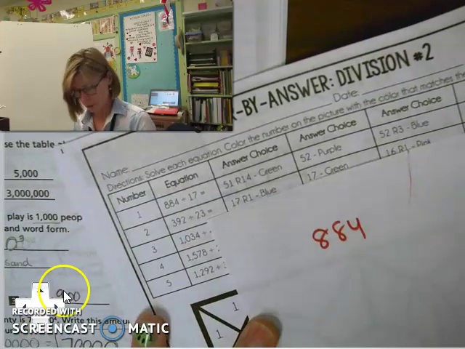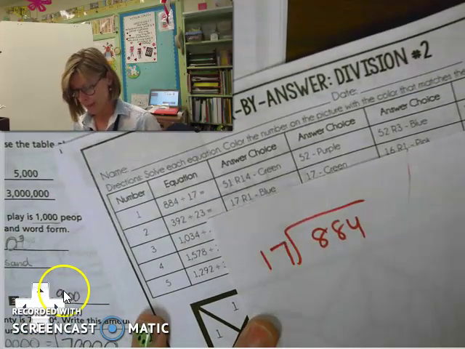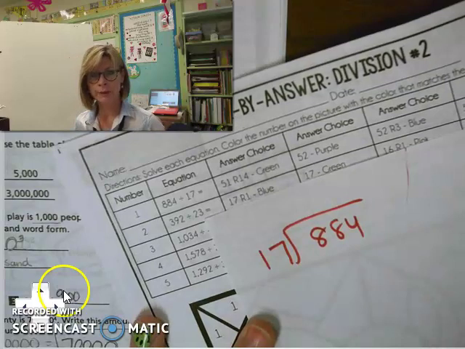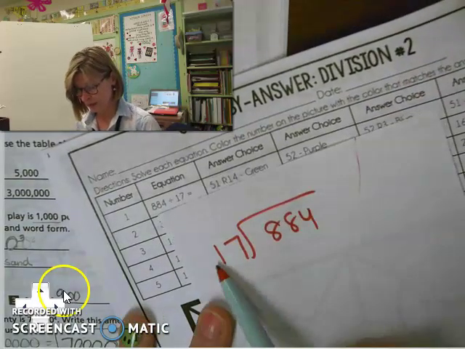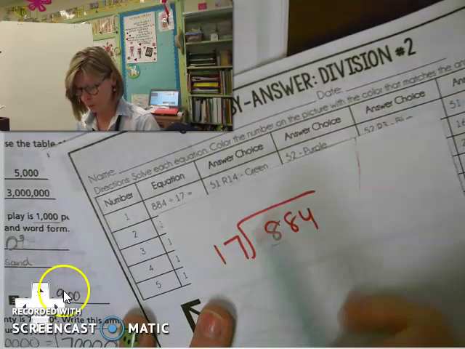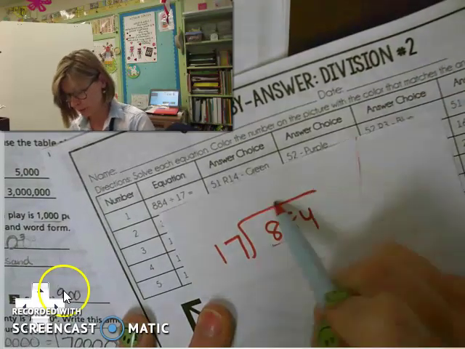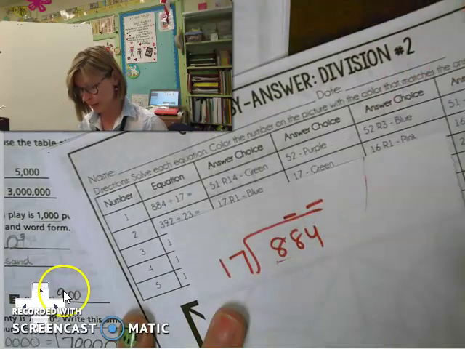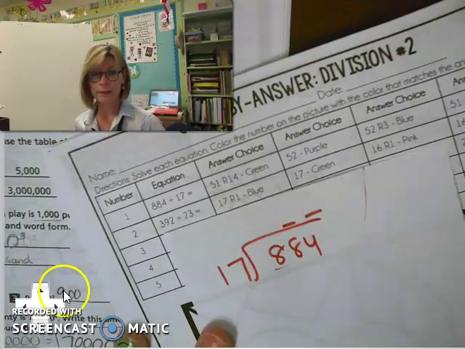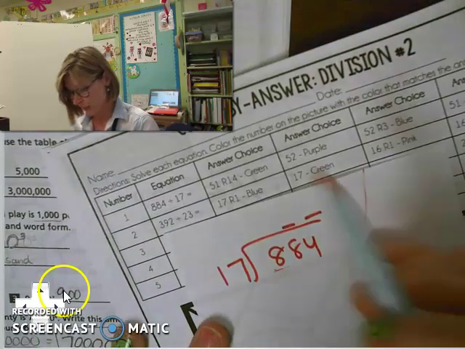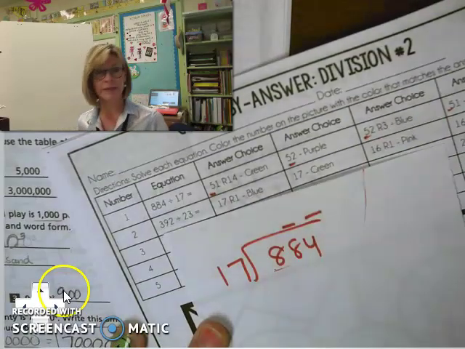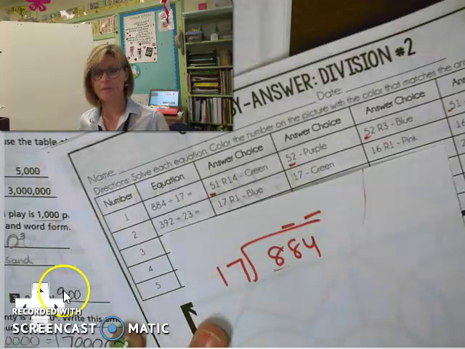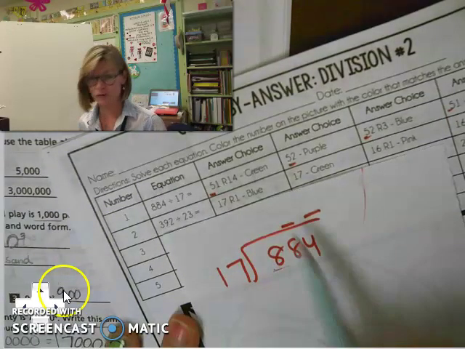884, the very first one, divided by 17. All right, a little bit tricky. So how do I step this out? Well, I'm going to estimate first by saying, will 17 go into 8? It will not. Will it go into 88? It will. So I know it's going to be a 2-digit number. And since I've got some answer choices of 5, 5, 5, 5, I bet it's going to go in there about 5 times.